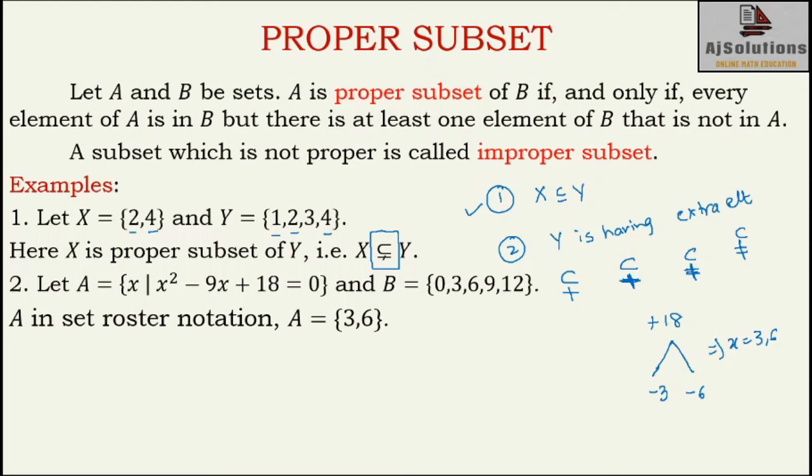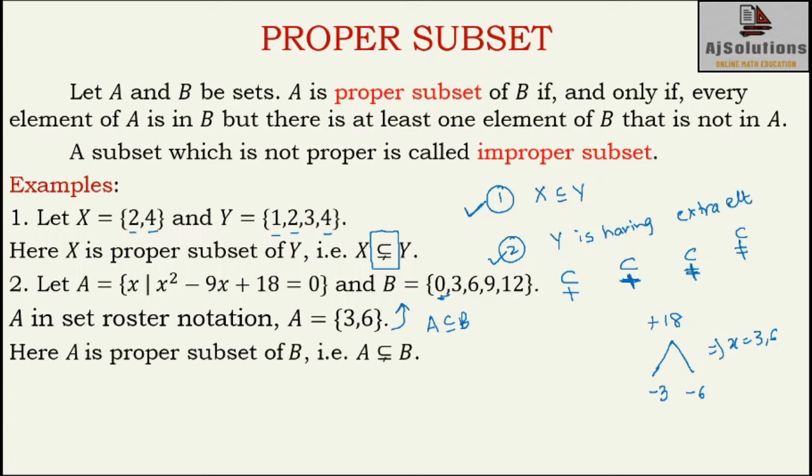And what after that? This A is a subset of B. So here A is a subset of B, so point number 1 is done. Point number 2 is what? The other set should have an extra element. So if you see, B has lots of extra elements. There is a 0 in B which is not there in A. So I can say A is a proper subset of B.